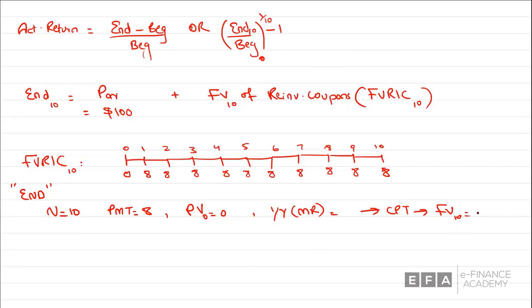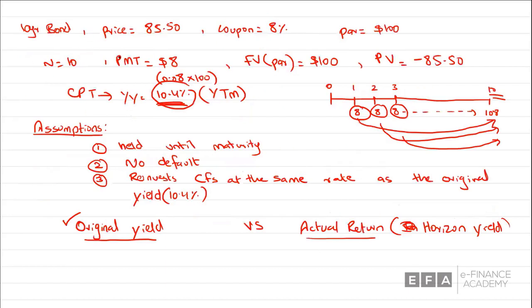And once you have the answer here, we simply plug it in here and we can find the actual return. So what I've shown you right now is how to get the actual return, which may also be called the horizon yield. And then, not to forget, we are going to compare the horizon yield with the original yield.